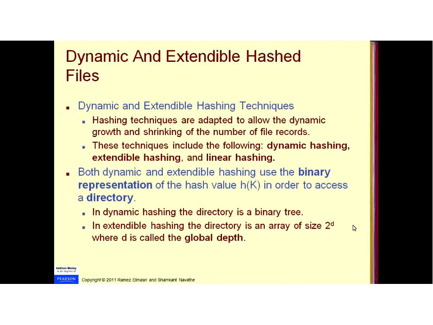Both dynamic and extendable hashing use the binary representation of the hash value. Whatever value it is, either a character, a floating point number, or an integer, it is converted into a binary number. So dynamic and extendable hashing use the binary representation of the hash value in order to access the directory. In dynamic hashing, the directory is a binary tree. In extendable hashing, the directory is an array of size 2 raised to the power d, where d is the global depth. So in both of them, you need a binary representation, and then you make a binary tree in dynamic hashing.